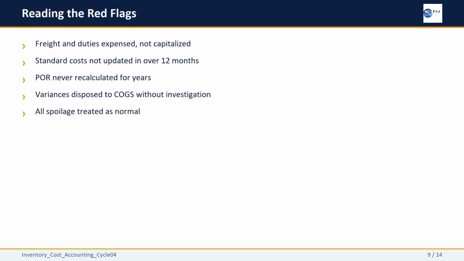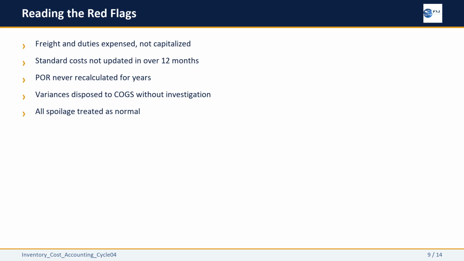Now step back from individual cases and learn to scan. Version 2 adds cost accounting red flags covering standard cost integrity, variance analysis, and costing accuracy. When freight and duties are expensed rather than capitalized, inventory is undervalued and margins are distorted for every period. When standard costs have not been updated in over 12 months, your variances measure the gap from an outdated benchmark.